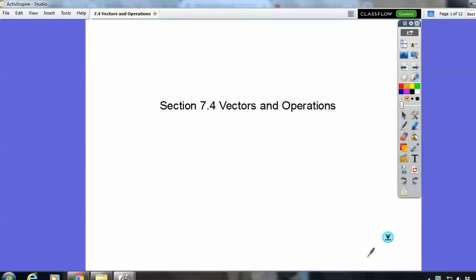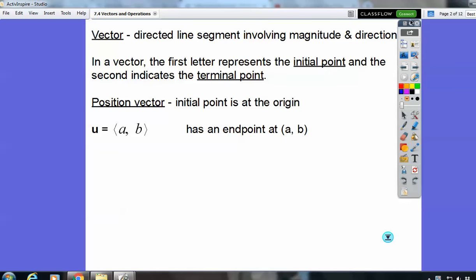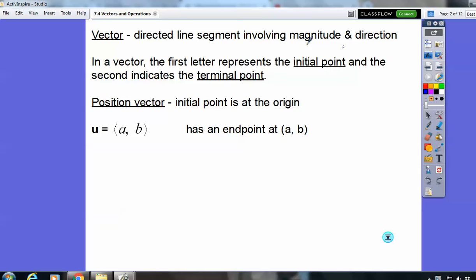Basic overview of vectors. Has anybody had physics? You talked about vectors in there some? Yeah. So you may have a little background on this. I did print the notes just for the sake of some of these definitions here.